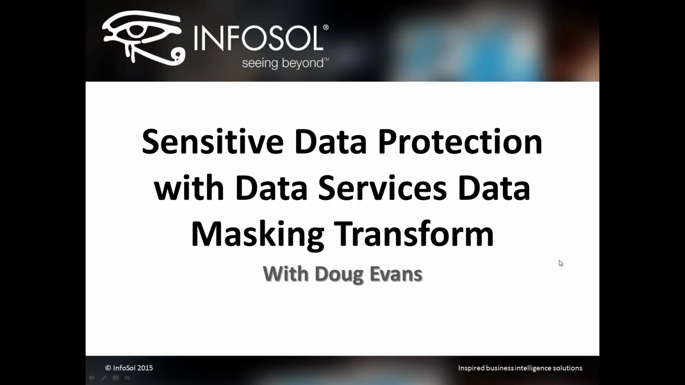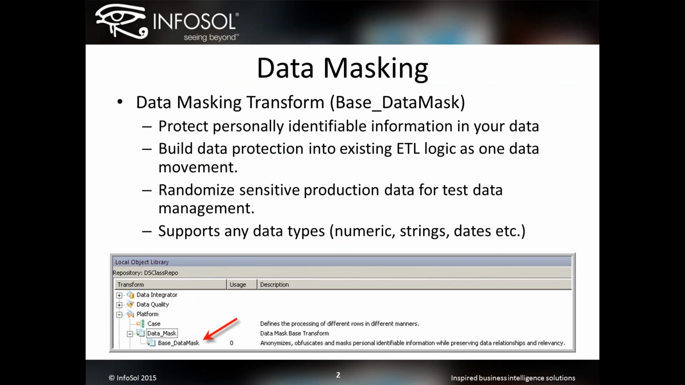All right. So what we're going to do is delve into a transform. It's called data masking, and this is a relatively newer transform in Data Services. It was actually delivered as part of Data Services 4.2 Service Pack 3. And since then, they've done some newer, updated features within data masking as well, which we'll touch upon.